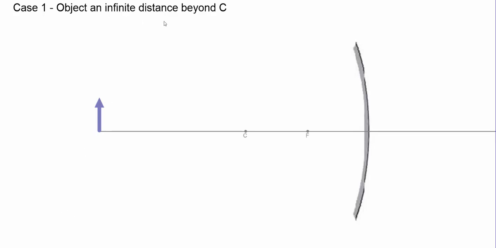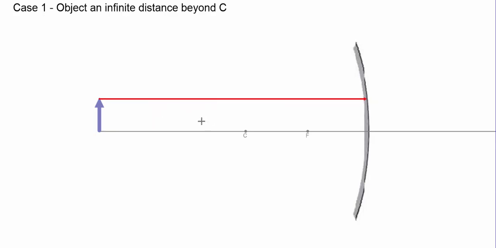Because it's an infinite distance beyond C, this one and only one case is kind of unique because all of the rays must travel parallel to the mirror. Because again, when you're an infinite distance beyond C, when you're so far away, those rays will approach this mirror parallel to each other. It doesn't matter how they originally diverged. It was far enough away that by the time they hit the mirror, they're all parallel.